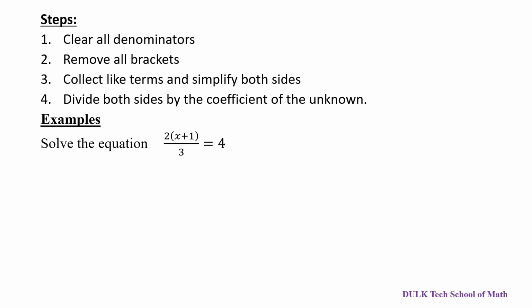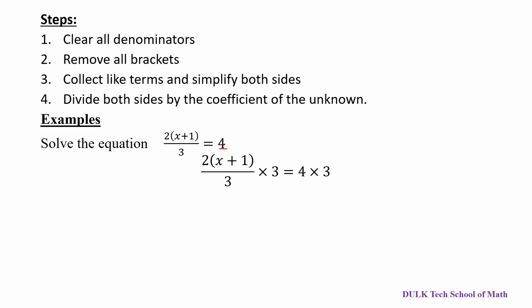So in this case, we look for the common denominator of all the fractions. We only have two fractions here, the left hand side fraction and this 4. This 4 is the same as 4 over 1. So we have two denominators, 3 and 1. So the common denominator is 3. So what we are going to do is multiply both sides by the common denominator, which is 3, like this, right?